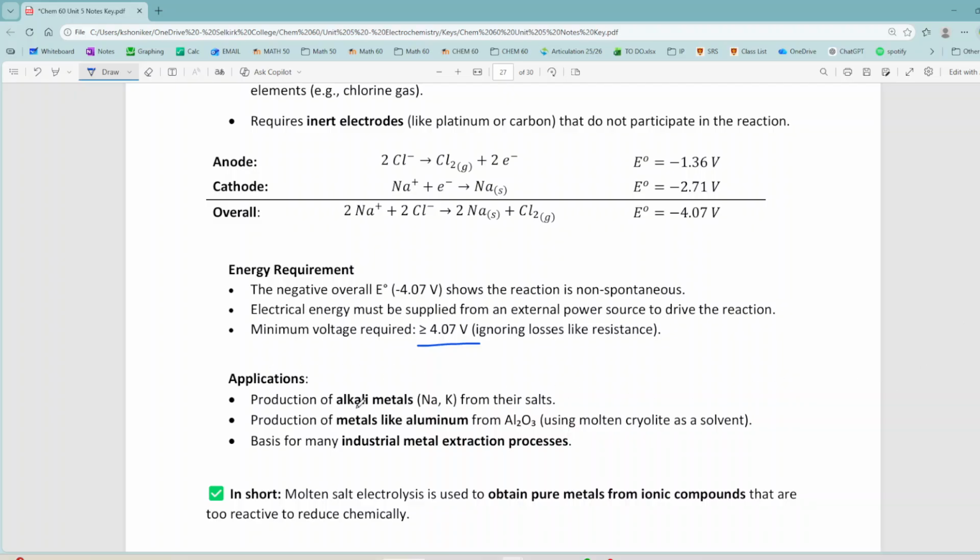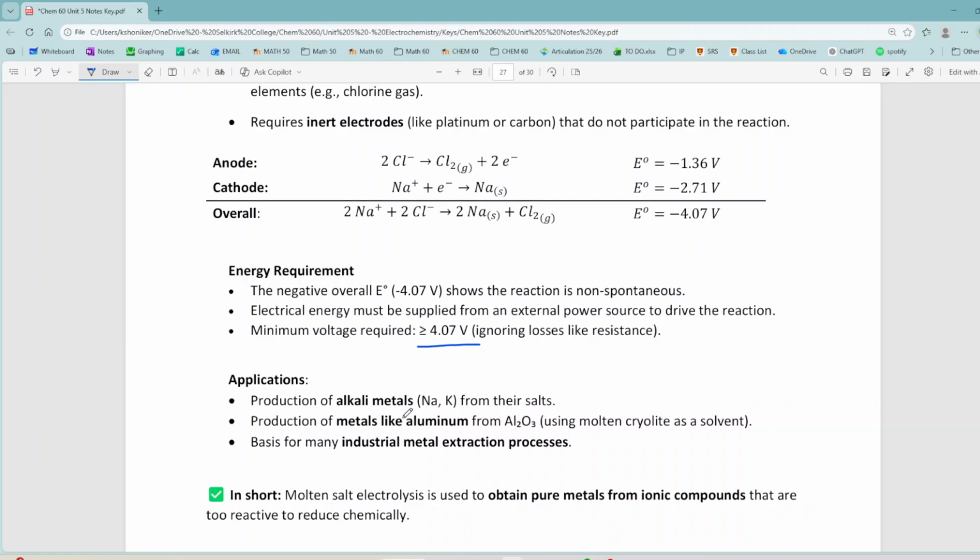But applications are the production of alkali metals, so something like sodium and potassium from their salts. You can also produce metals like aluminum from aluminum oxide in molten cryolite. You don't have to know all that. But the key thing is that this idea of electrolysis, not this molten example, but electrolysis itself, is for metal extraction because we need metals for a lot of things in life.